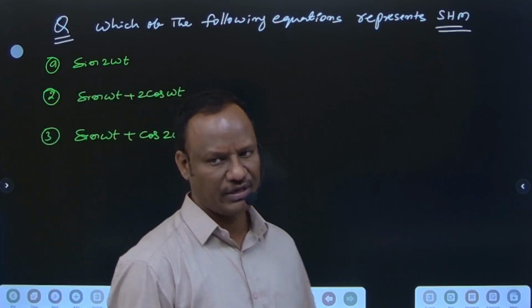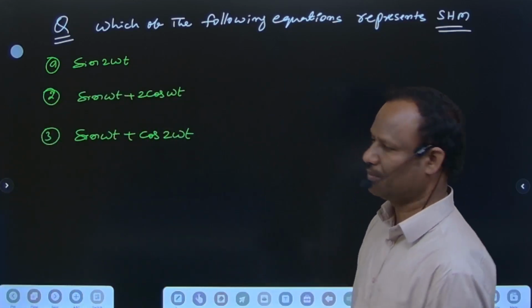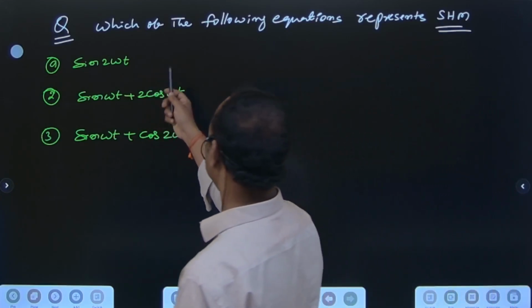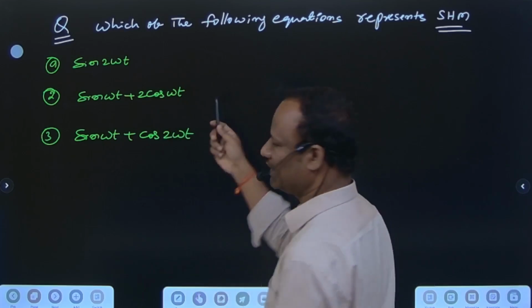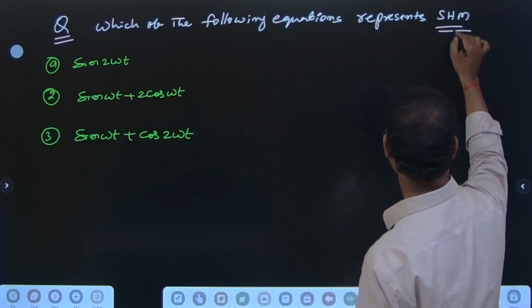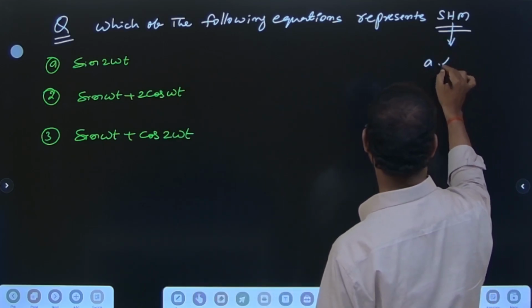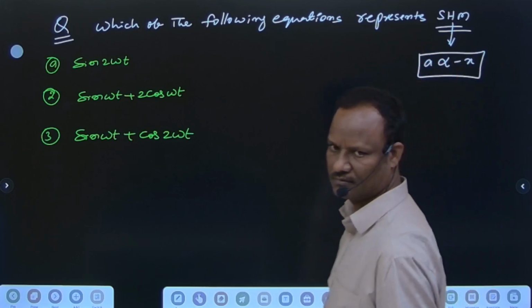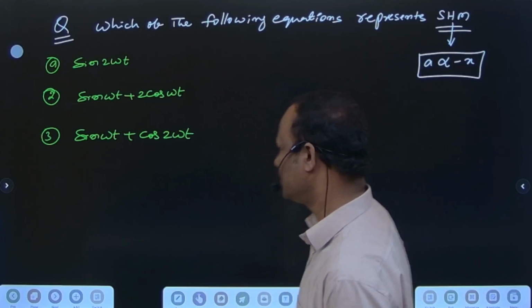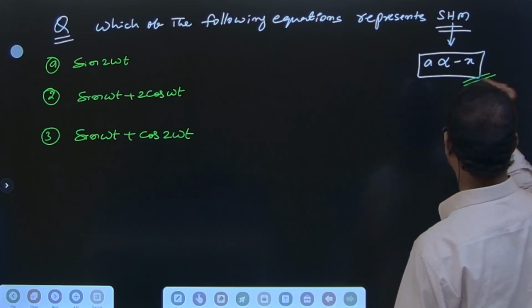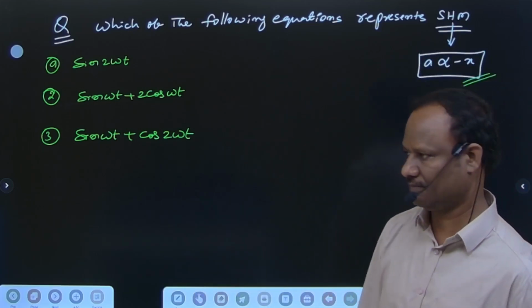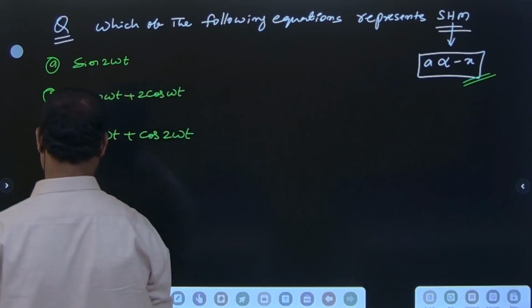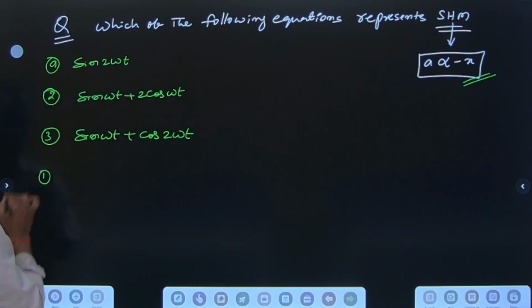Which of the following represents SHM? Such a very important thing. SHM means what? A should be proportional to minus x. That's it. The only condition is that A is directly proportional to minus x.